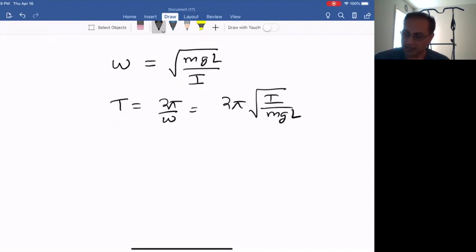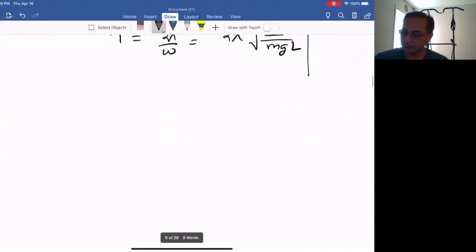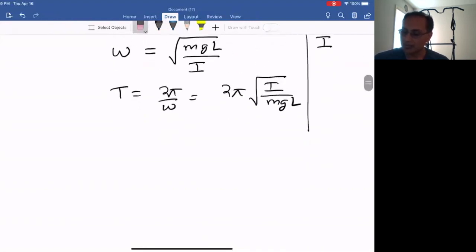I mentioned that it's important to remember two things about these expressions. What is I? I is the moment of inertia about the axis through the pivot point, and L is the distance between the center of mass of the object and the pivot point. So these are the two things that you need to remember when you're using these expressions. So I'll just do a couple of examples just to show you how you can use these expressions.